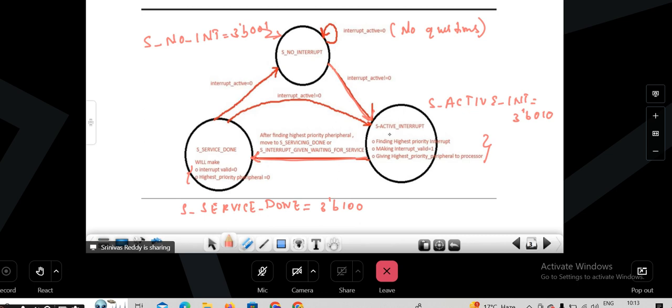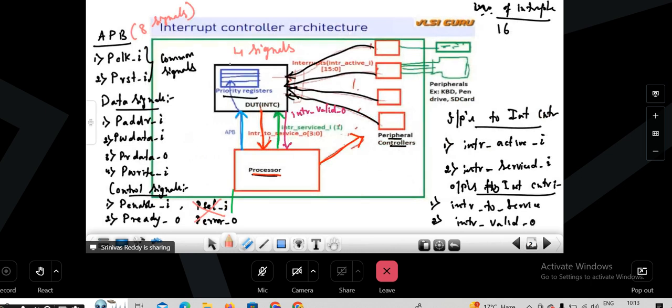Now, what is the port list? For processor priority register modeling, what are the ports? APB. Clock, P clock is the input. Then P reset is input. Then P address is input. P W data is input. P R data is output.